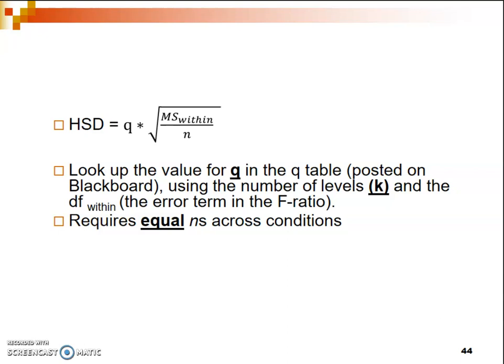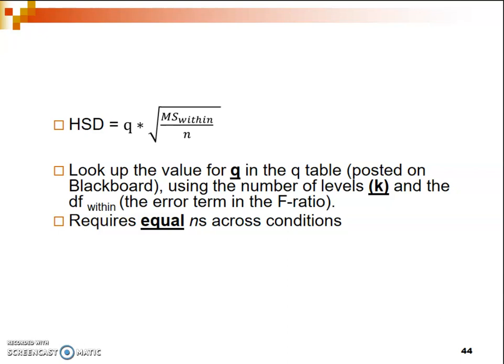And then after we look up that value for Q, we're also going to add into the equation the value from step 3 for the MS within. And also you'll notice part of this equation has little n. So little n, remember, is our sample size in a group or in a condition. So what that means is that you actually need to have the same sample size across each of your groups in order to do the Tukey test.